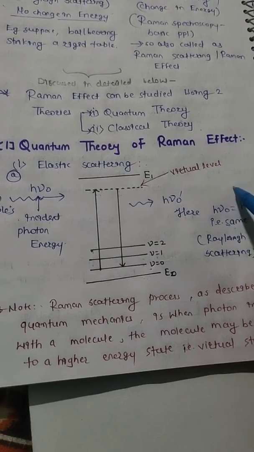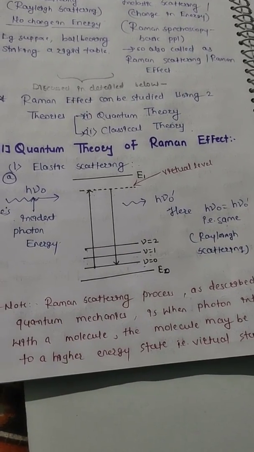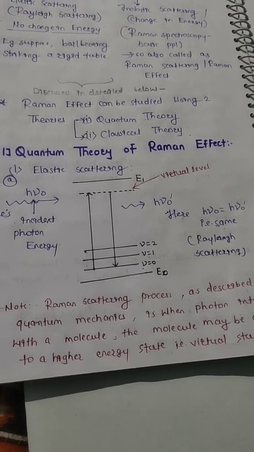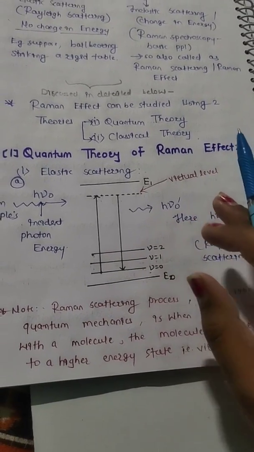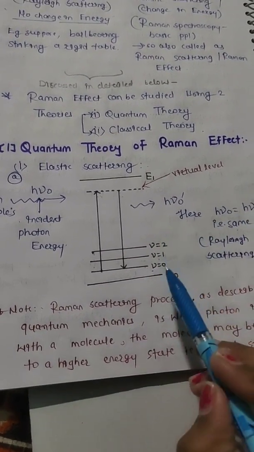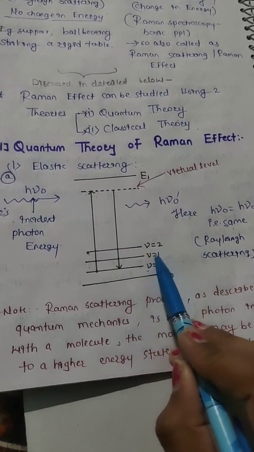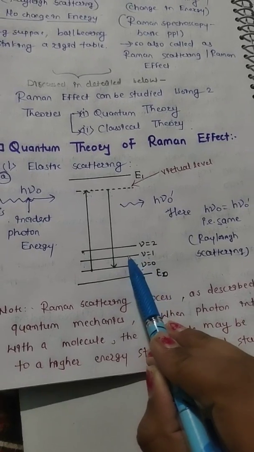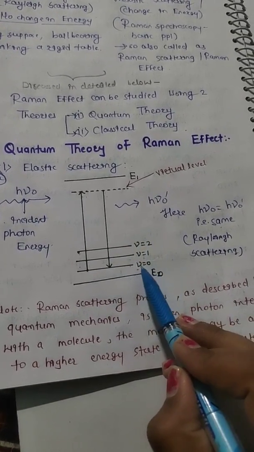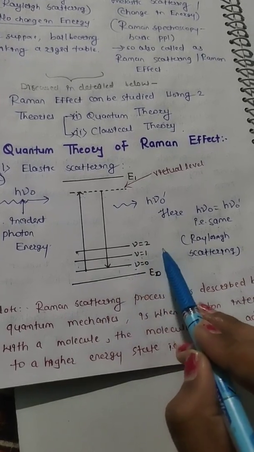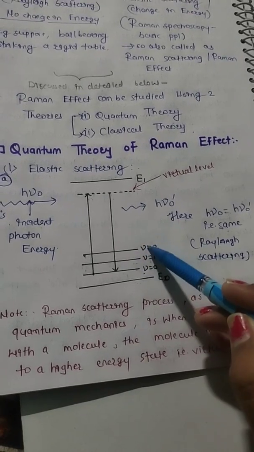Okay, V equal to 0 and V equal to 1. The upper level is called J prime, and the lower is called J double prime. That is, one vibrational level contains many rotational levels. Suppose this is V equal to 0, which contains many rotational levels, and this is the first excited vibrational level, which also contains many rotational levels. We call the upper J prime, and the lower J double prime. So under one electronic level there are many vibrational levels.